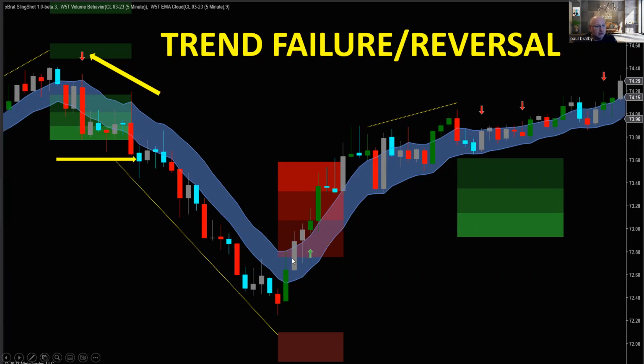Now it pulls back and it looks like it's going to pull back into one of our pullback zones and go short again, but it doesn't. We get the green arrow, we get a move outside, and the bearish trend fails, okay? A bearish trend fails, and we look for the long.